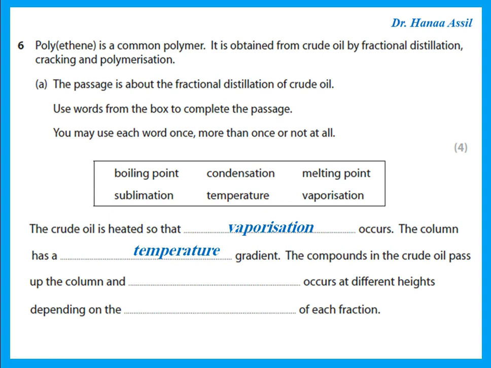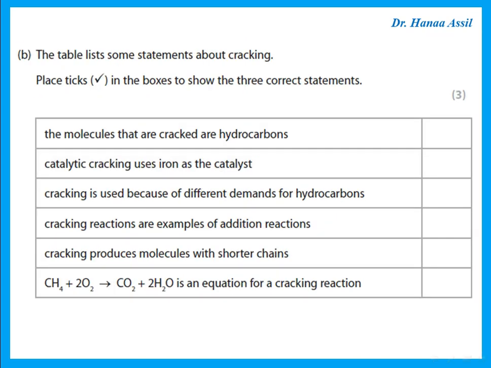The compounds in the crude oil pass up the column and something occurs at different heights. Now, what occurs at different heights? Of course, as they go up, they condense at different heights depending on the boiling point of each fraction. They are separated according to difference in boiling points. The one at the top will be collected first.